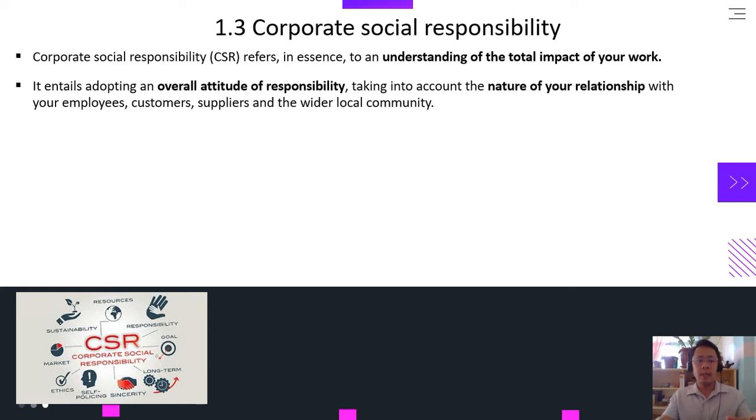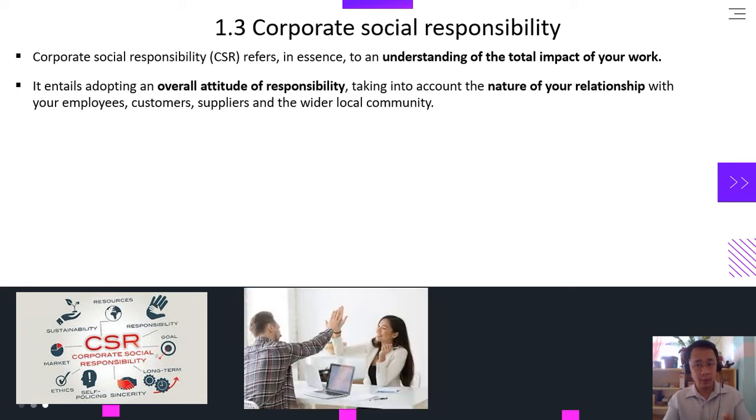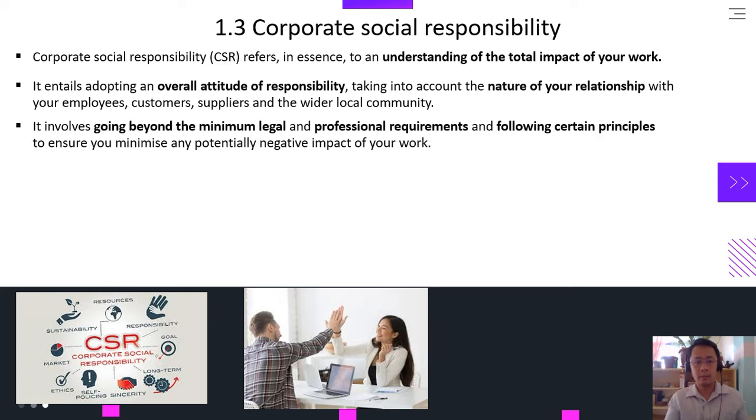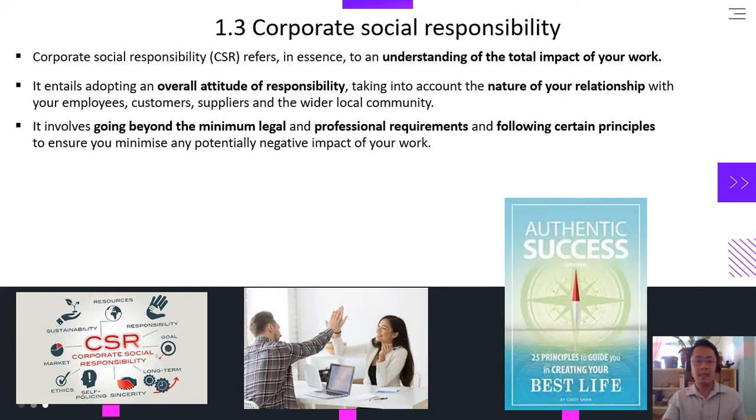It entails adopting an overall attitude of responsibility, taking into account the nature of your relationship with your employees, with the customers, with our suppliers, and the wider local community. As a real estate manager, this is very important for you to consider. It involves going beyond the minimum legal and professional requirements and following certain principles to ensure you minimize any potential negative impact of your work.